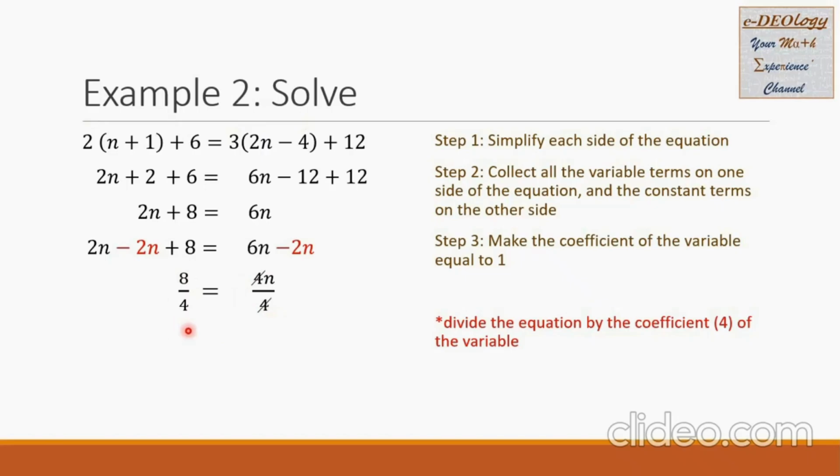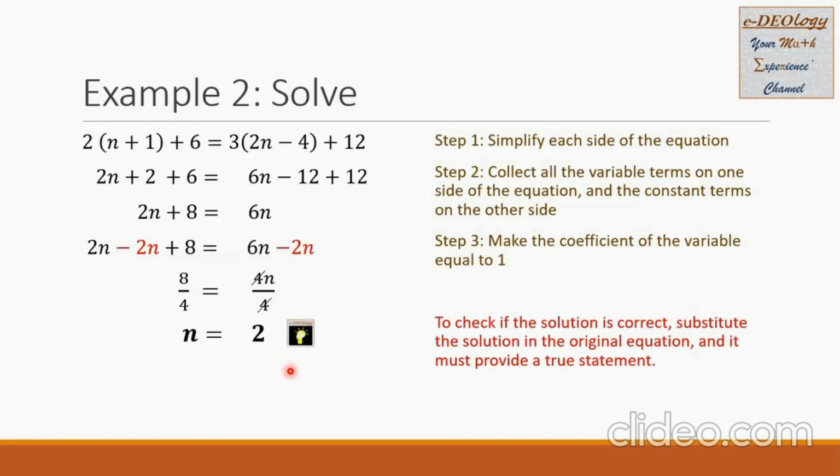And the left side is 8 over 4 equals 2. And only the n variable comes down. We can interchange the position of this with no issue. So it will be like this now, n equals 2. And this is our final answer.